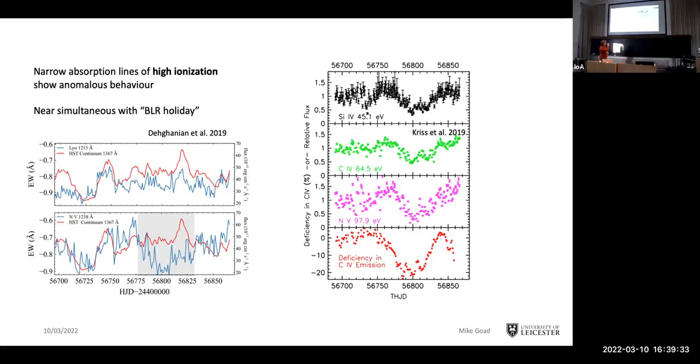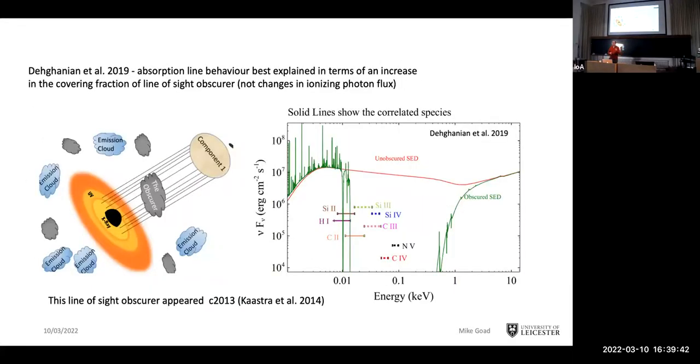Okay, so we have this anomalous behavior, and Gary's student was keen to track down what the origin of this was. And so in Miriam's 2019 paper, she came up with this diagram, which is a nice cartoon. So here's the obscurer sitting above the continuum source, and component 1 is then seeing not only the direct continuum light, but also the filtered light from the obscurer. So the filtered light is also incident on component 1 behind it.